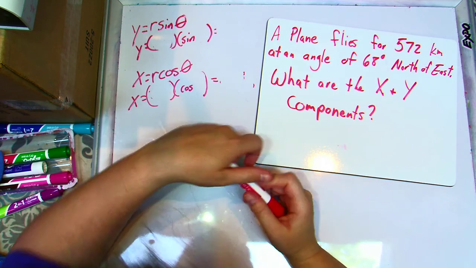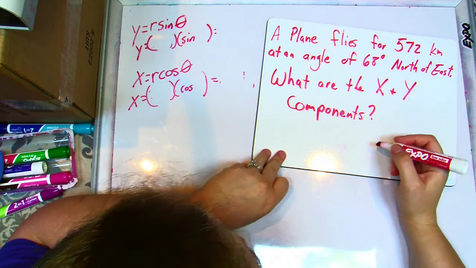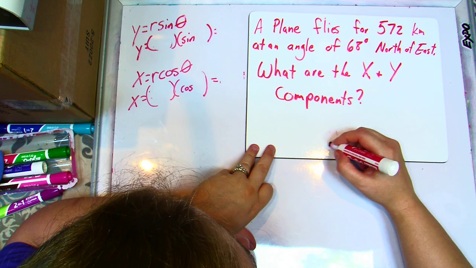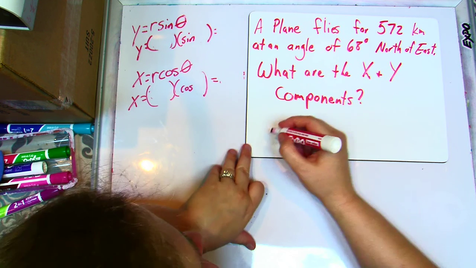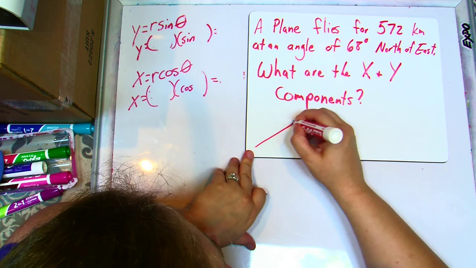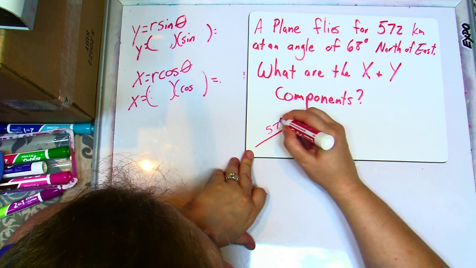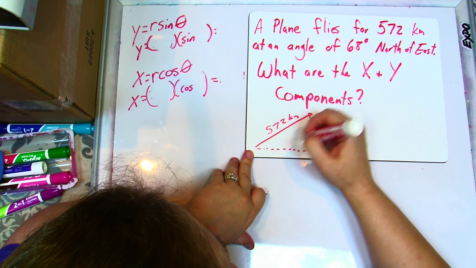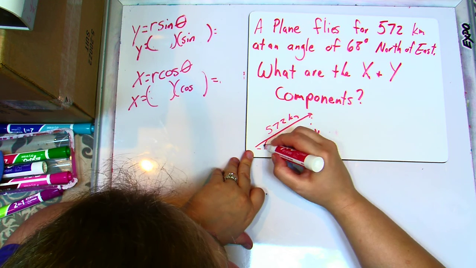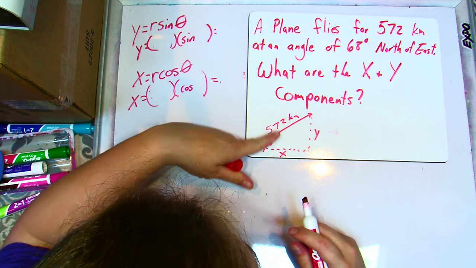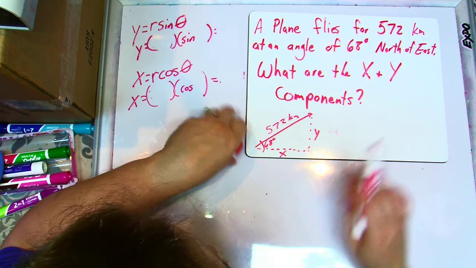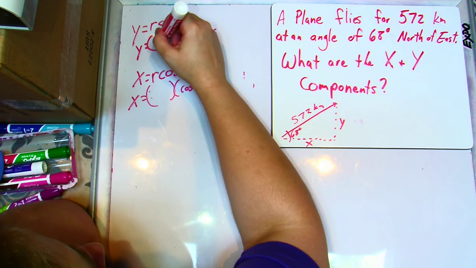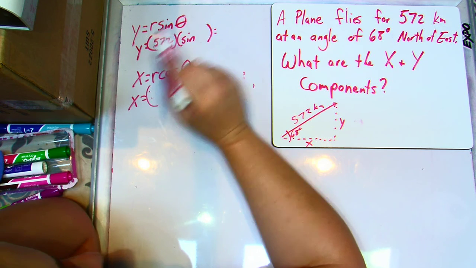So now we have a plane that flies for 572 kilometers at an angle of 68 degrees north of east. What are the x and y components? So we have 572 kilometers. I'll find the x and the y. The angle is 68 degrees north of east. All right. So again, we know our hypotenuse, it's 572, and we know our angle, which is 68.